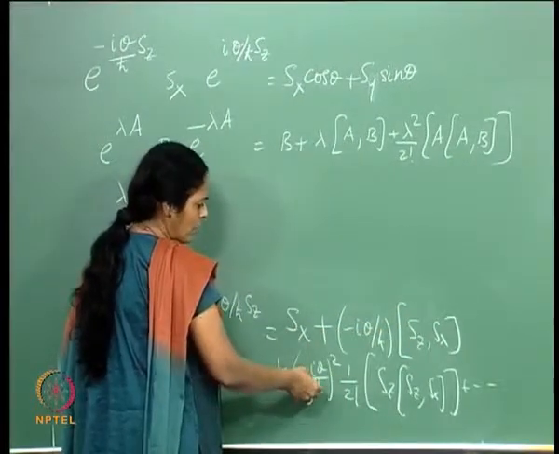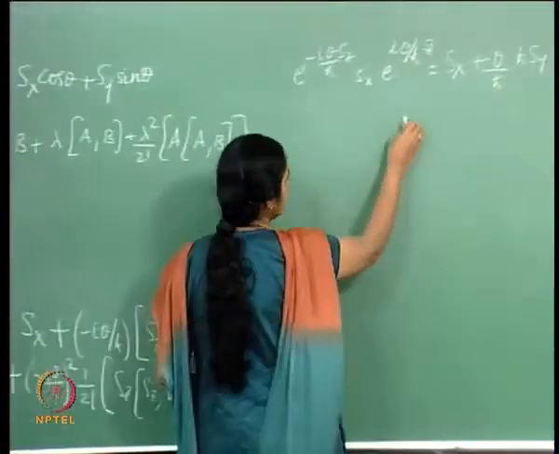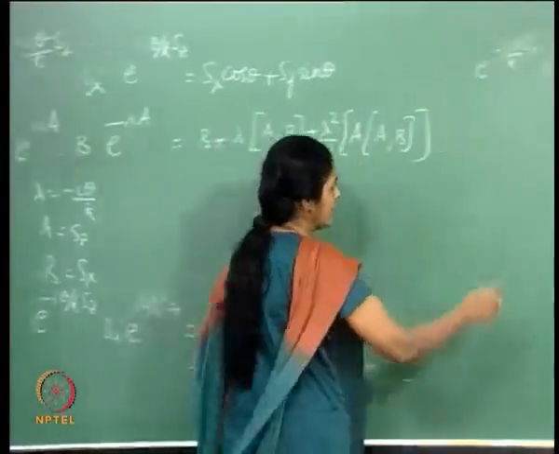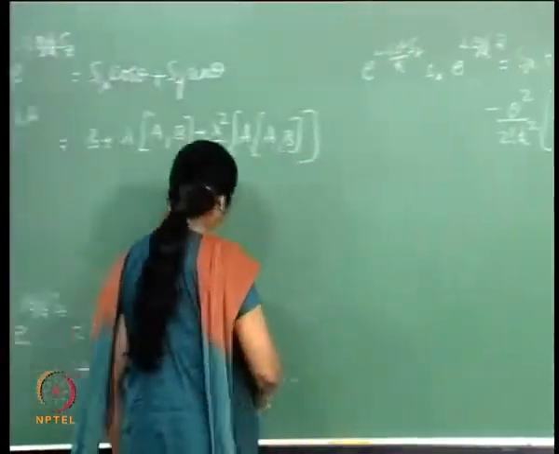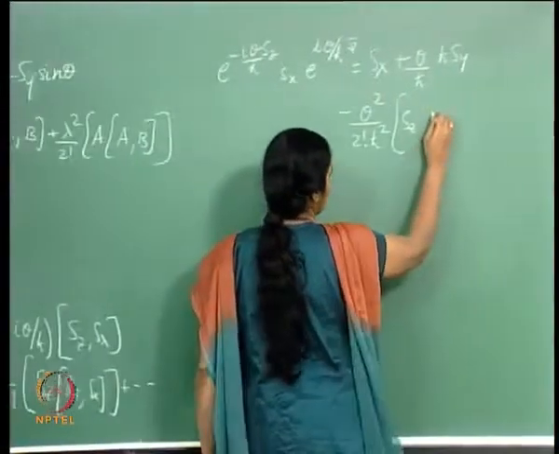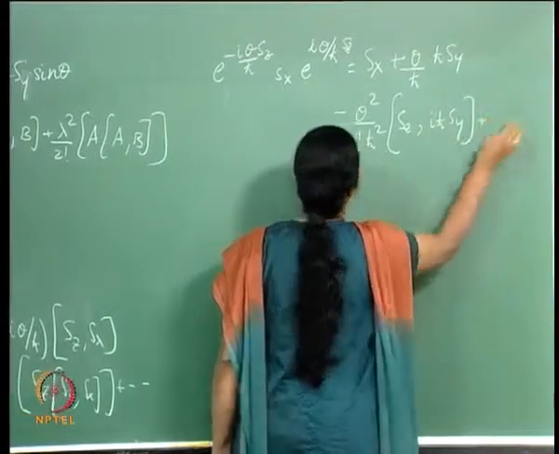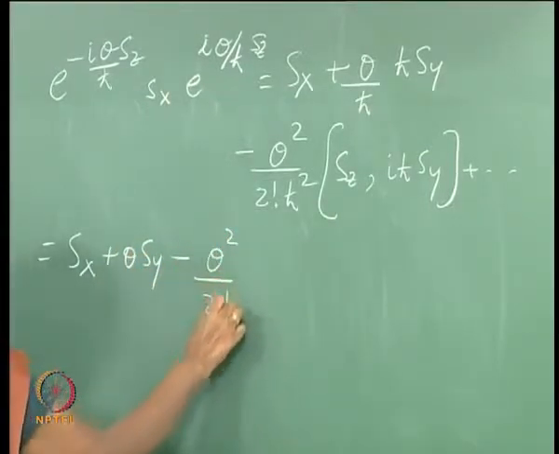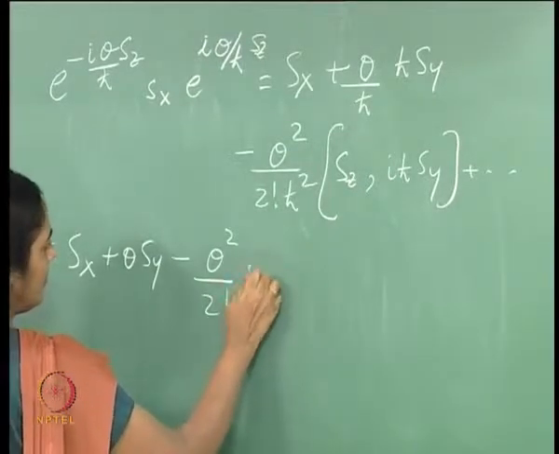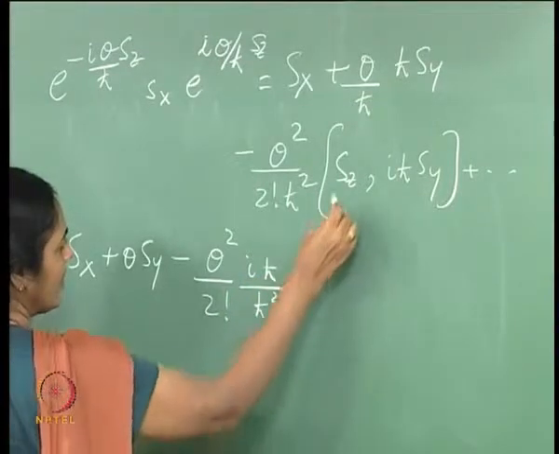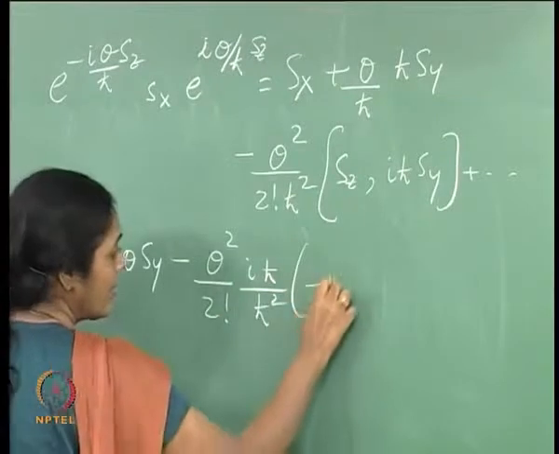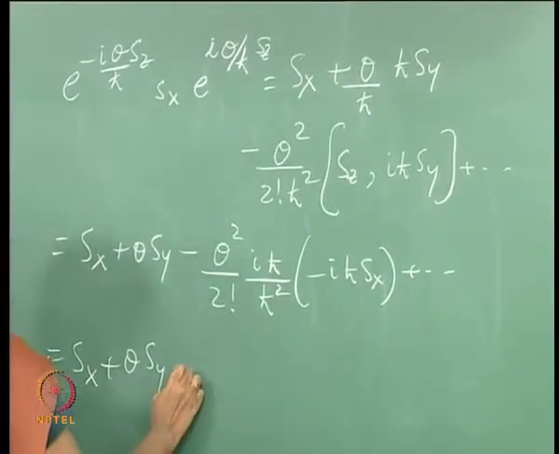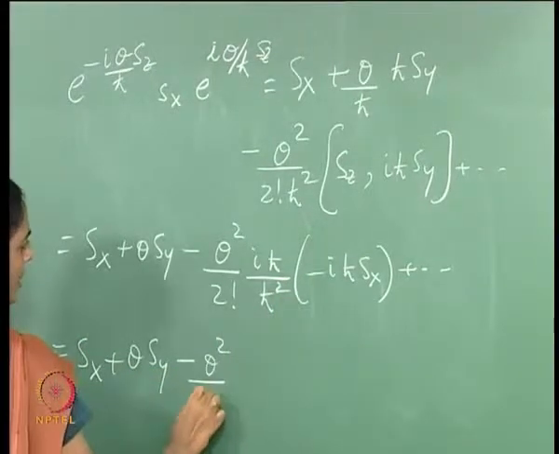Then I have the next term, which gives me a minus theta squared by h cross squared 2 factorial, the commutator of S z with the commutator of S z with S x, which is i h cross S y, plus so on, and this object is S x plus theta S y minus theta squared by 2 factorial times i h cross by h cross squared, that's [S z, S y], and that's a minus i h cross S x, plus so on. And that is S x plus theta S y minus theta squared by 2 factorial S x plus so on.